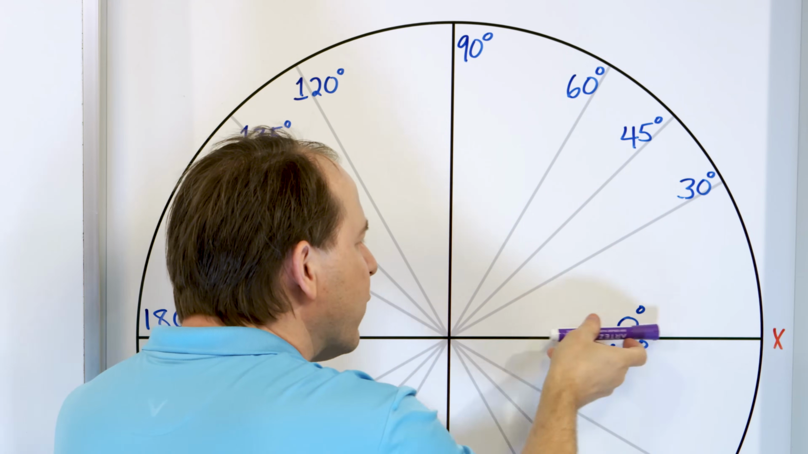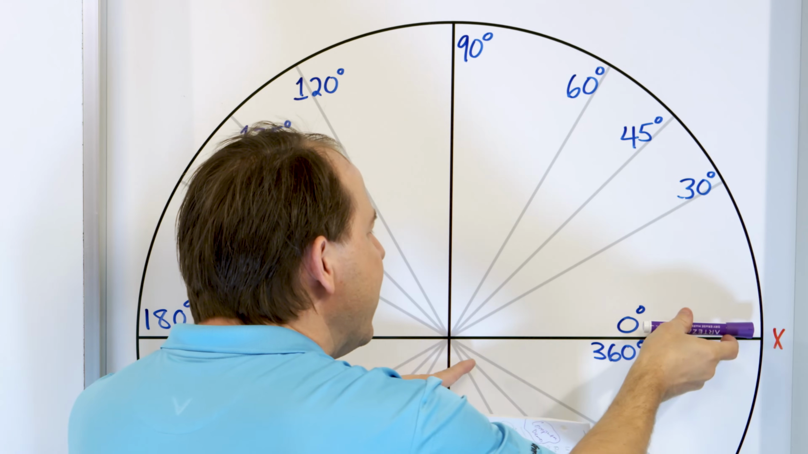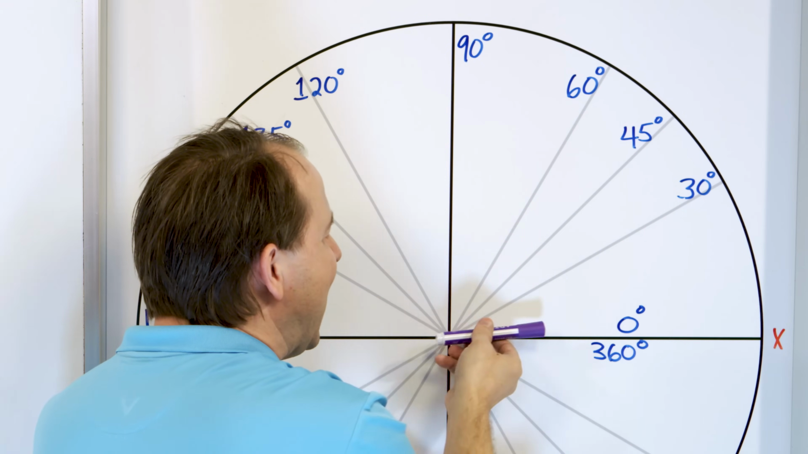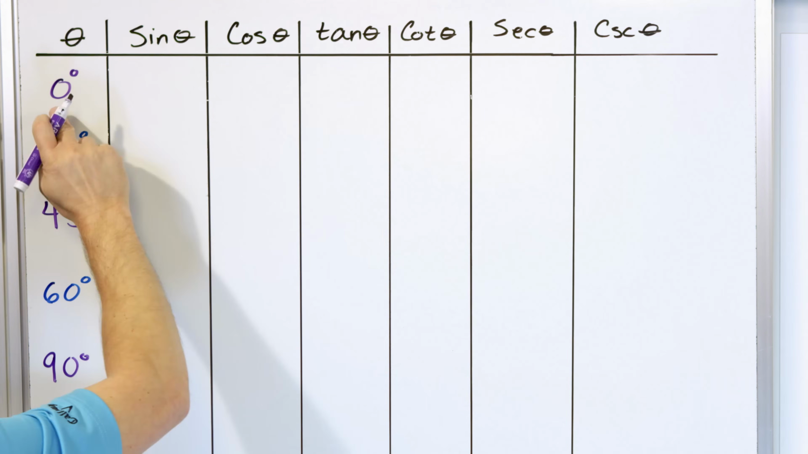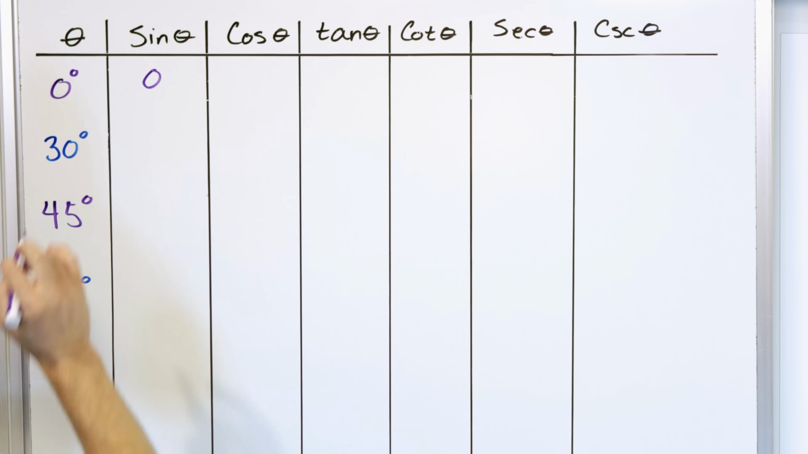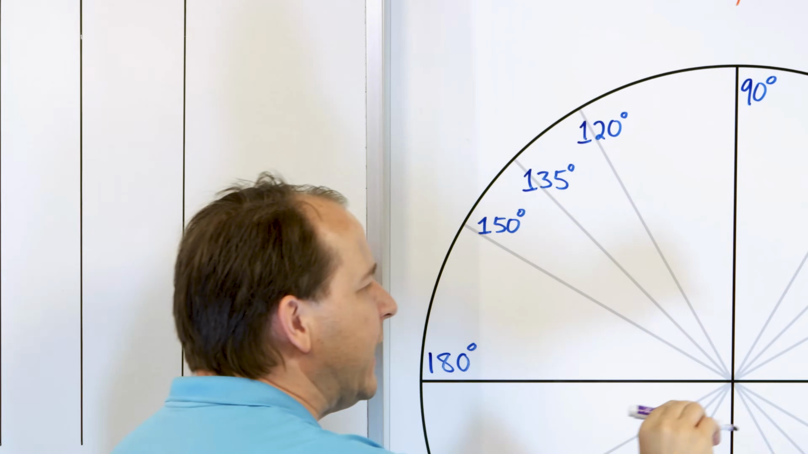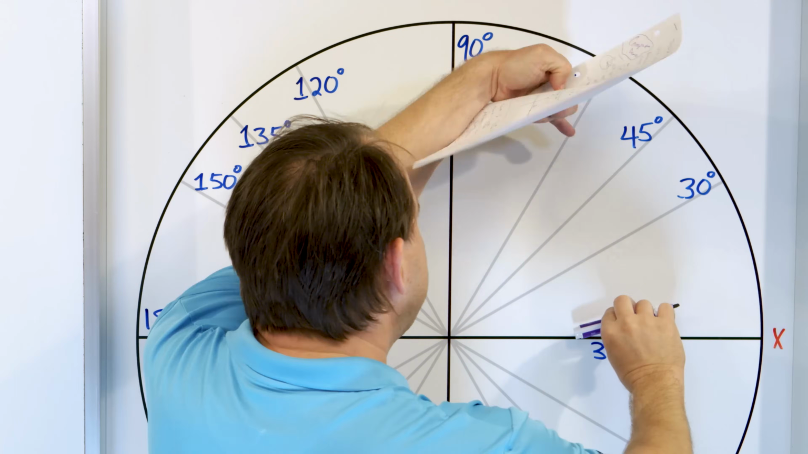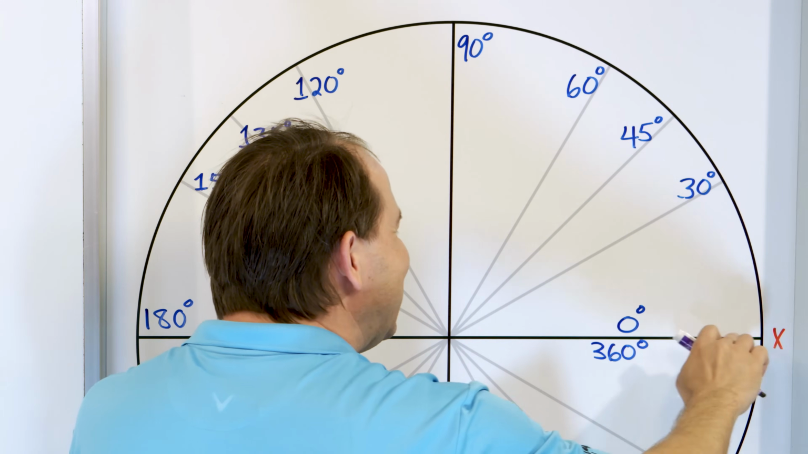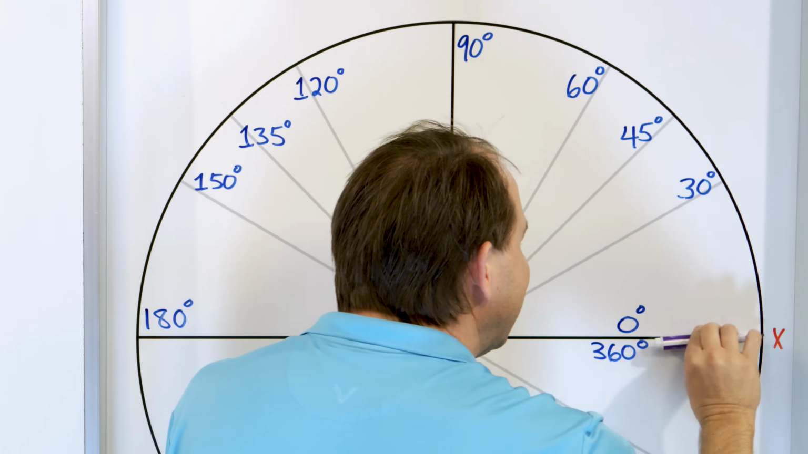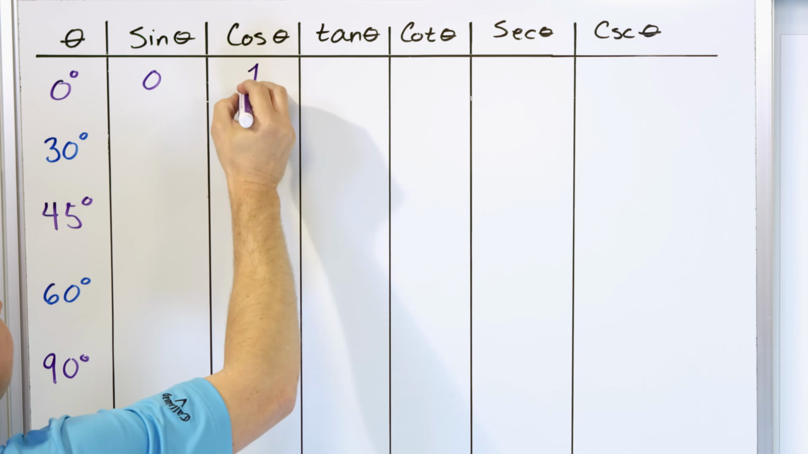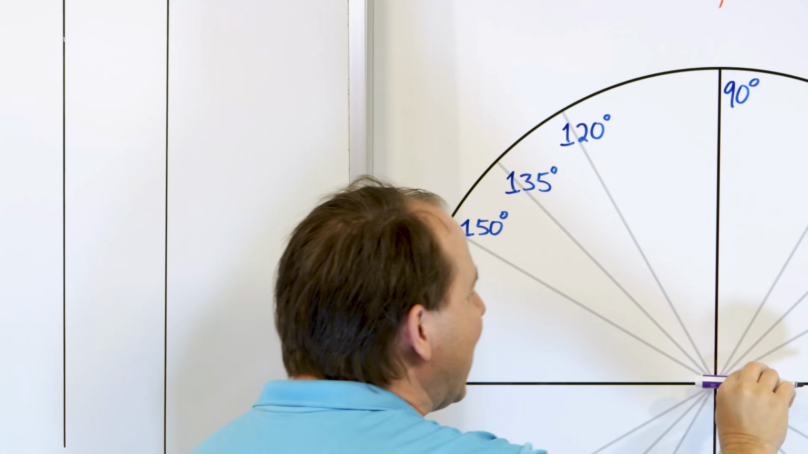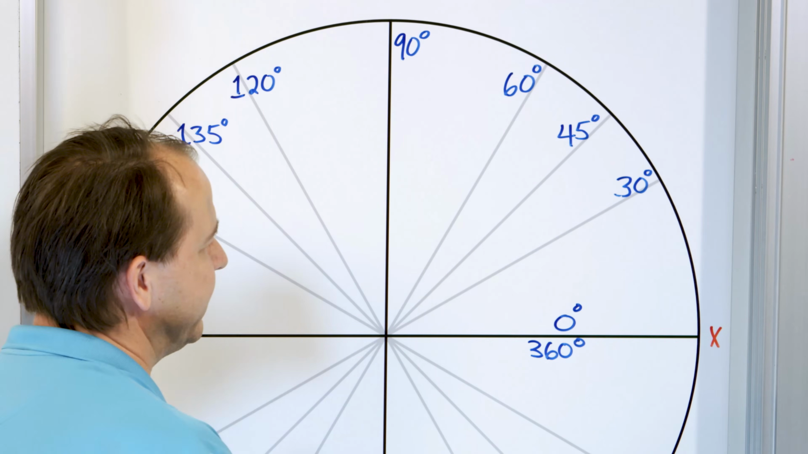Well, if the arrow is pointing this way, there's no projection at all on the y-axis. So the sine of 0, the projection on the y-axis, is just going to be a value of 0. But the cosine is the projection onto the x-axis, if I shine a light from above. The entire thing lies on the x-axis, so the projection of this hypotenuse on the x-axis is 1.